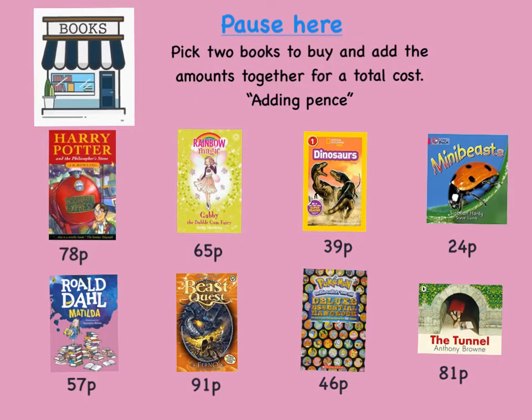Now you're in the bookshop and here's a challenge for you. Pick two books to buy and add the amounts together for a total cost. So here you're just adding pence. It could go over £1, so you could try and see if you could change it into your pounds and pence as well. As an extra challenge, can you draw the coins that you would need to use to pay for it? On the next slide, you'll see some adding pounds and pence that are a little bit trickier.